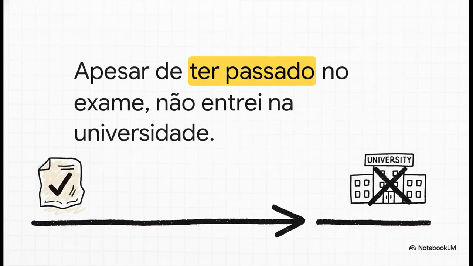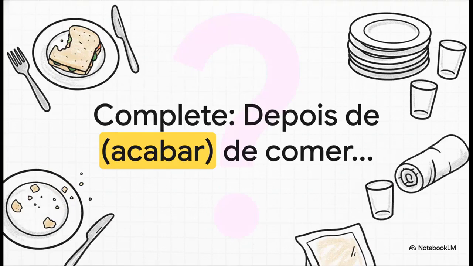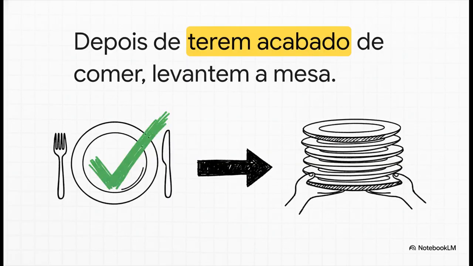Exactly. Because passing the exam is a completed action that happened before the main action of not getting into the university. See the logic there? All right, how about this one? After, to finish, clear the table. Again, what's the sequence of events? Which action has to be done and dusted before the next one starts? You got it. Terem acabado. The finishing of the meal has to be a completed action before the table clearing can even begin. That terem form perfectly captures that finished state for a group of people.